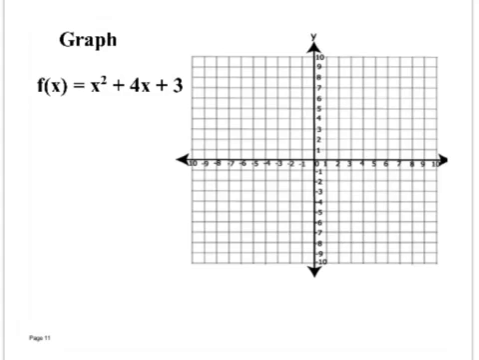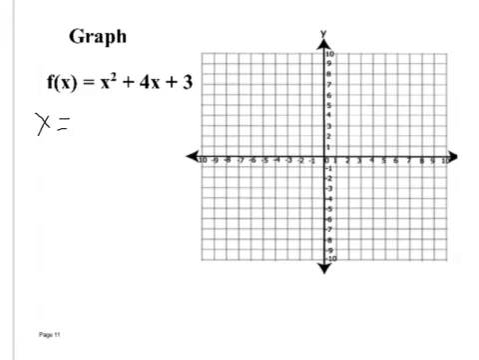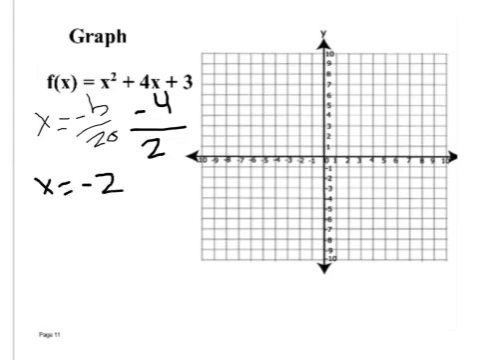We're going to graph the function f of x equals x squared plus 4x plus 3. The first step was I need to find the equation of the axis of symmetry. Remember our formula from yesterday, x equals negative b over 2a. So b is 4, and my a is 1. So negative 4 divided by 2 is negative 2.